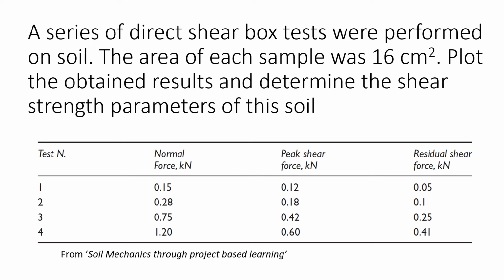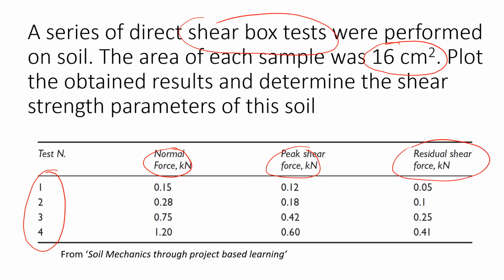This video will explain how to estimate the shear strength properties of soil based on the shear box test. What we have here are results from four different tests, and for each test we performed a shear box test, and the area of the sample was 16 square centimeters. When we perform each test, we obtain at the end the normal force, peak shear force and residual shear force. What we are required to do is to estimate the peak and residual shear parameters of the soil, and this is what we're going to do.